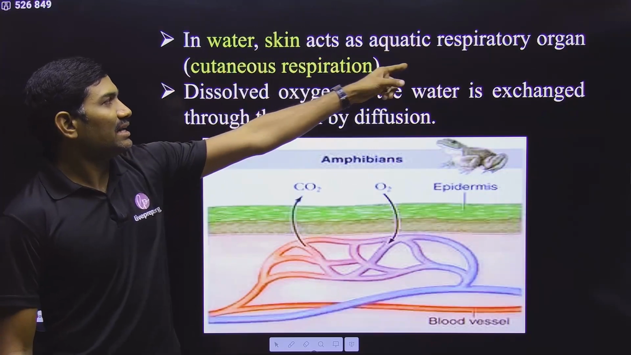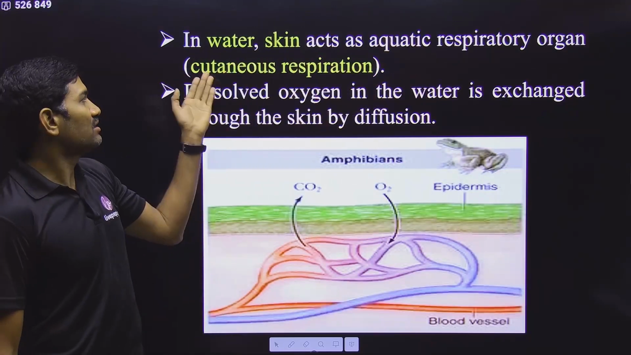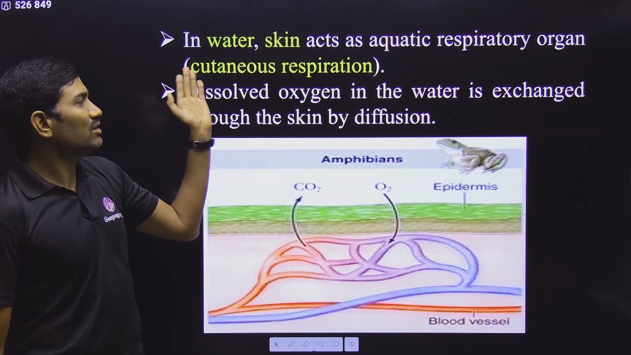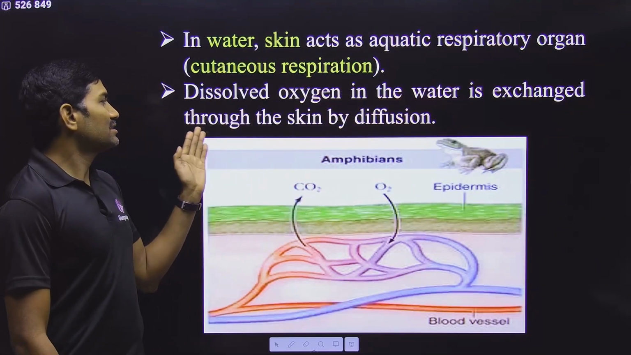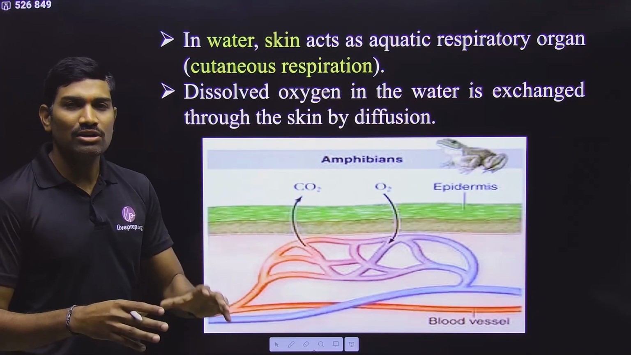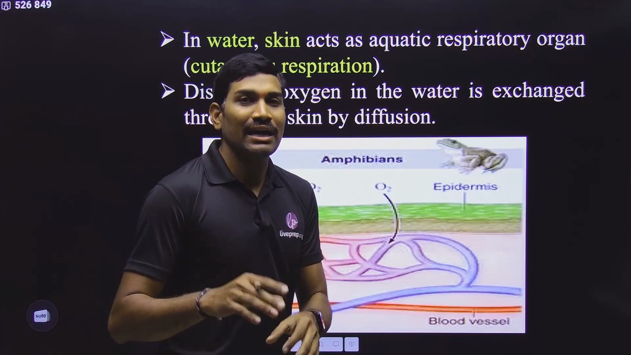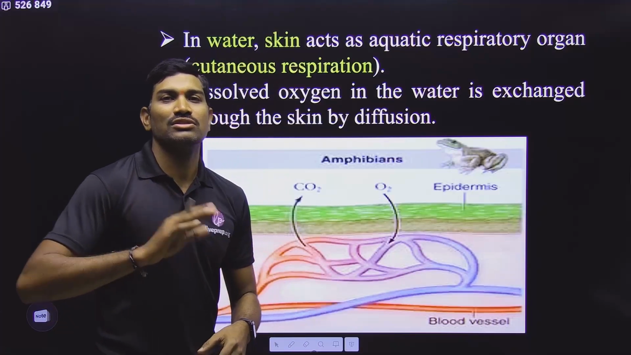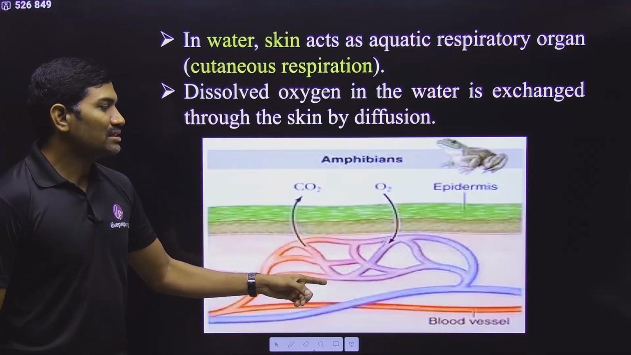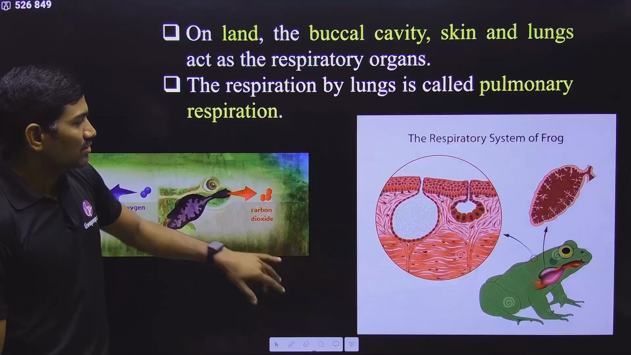And this is what they are saying. In the water, skin acts as the aquatic respiratory organ. This is the major one. Since skin is involved, it is cutaneous respiration. And the dissolved oxygen in the water is exchanged through the skin by diffusion. In the water also some oxygen is already dissolved, and that dissolved oxygen will be taken in by the skin. The exchange of oxygen and CO2 takes place across the skin membrane. Understood or not?